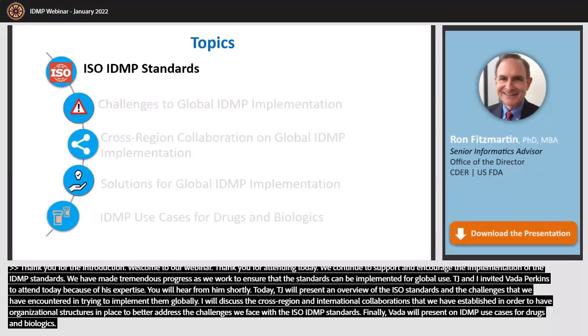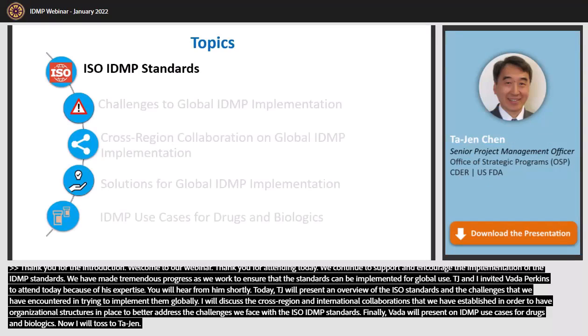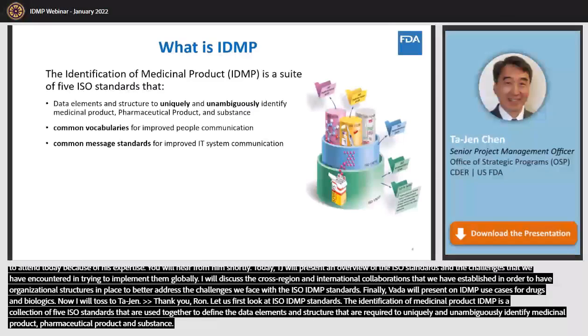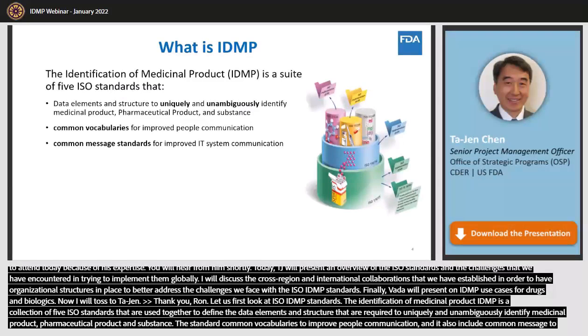Thank you, Ron. Let us first look at ISO IDMP standards. The Identification of Medicinal Product, IDMP, is a collection of 5 ISO standards that are used together to define the data elements and structure that are required to uniquely and unambiguously identify medicinal product, pharmaceutical product, and substance. The standards promote common vocabularies to improve people communication, and they also include a common electronic message standard to improve IT system communication. The 5 standards are often depicted as a diagram, as you see on the right hand side.